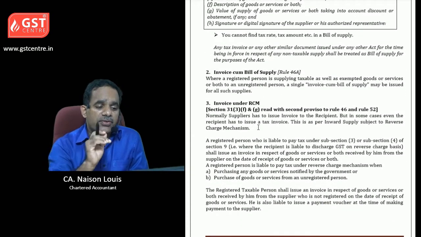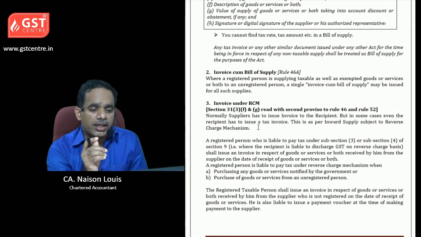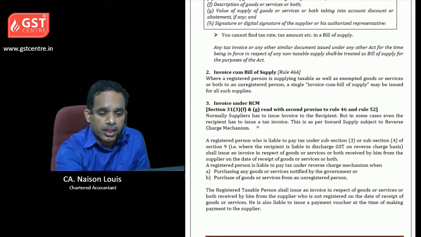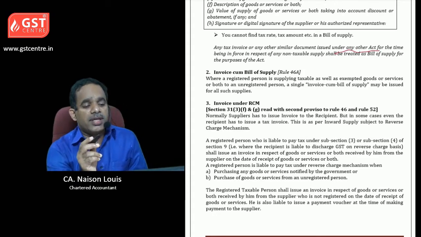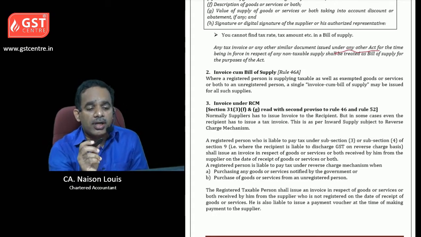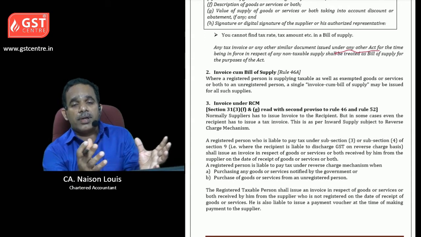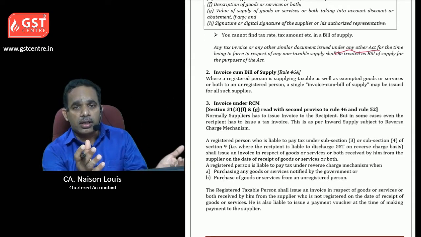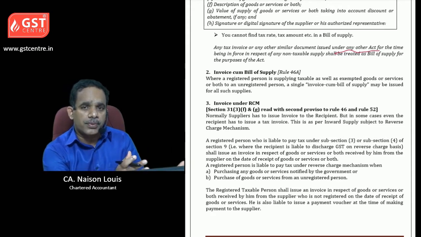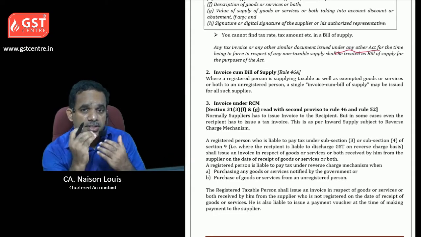Then any tax invoice or any other similar document issued under any other act for the time being in force in respect of any non-taxable supply shall be treated as a bill of supply for the purpose of the act. So any other document prescribed under any other law can be adopted instead of a bill of supply.